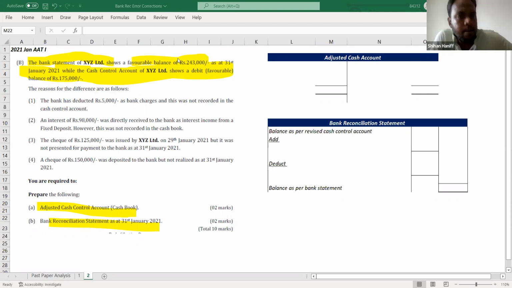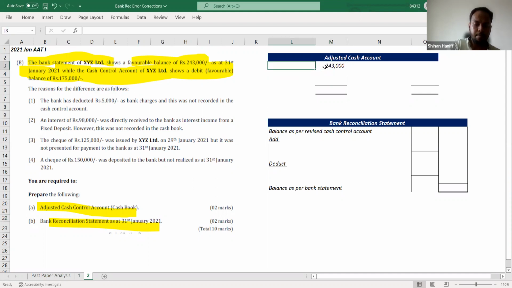Okay, so let's start the question. The bank statement of XYZ shows a favorable balance. Favorable balance means, remember, it's a debit balance, favorable. 243,000.